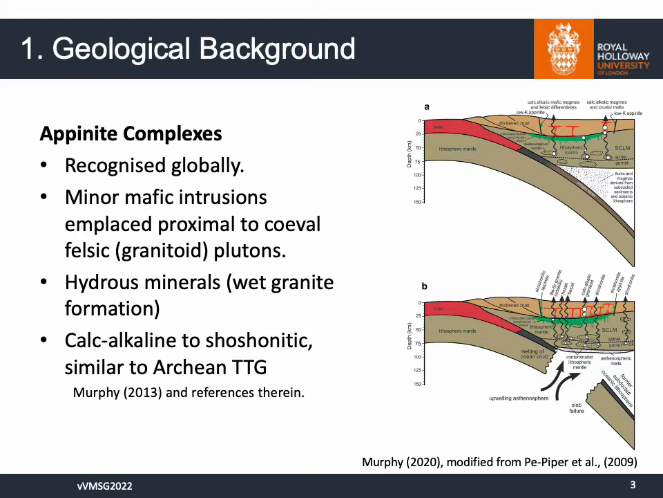Appinite suites or complexes are recognised globally, with the term generally applying to minor mafic intrusions placed proximal to coeval felsic plutons at continental settings. Prior work has noted mineralogical and textural features of the mafic components that are indicative of hydrous magmas. Calc-alkaline to shoshonitic geochemical affinities typify these suites, features that they share with TTG rocks of Archean continent terrains. On the basis of this, a general two-stage model has been proposed for their formation, involving extensive metasomatism of the mantle wedge, followed by the development of a slab window inducing melting of the lithospheric mantle.